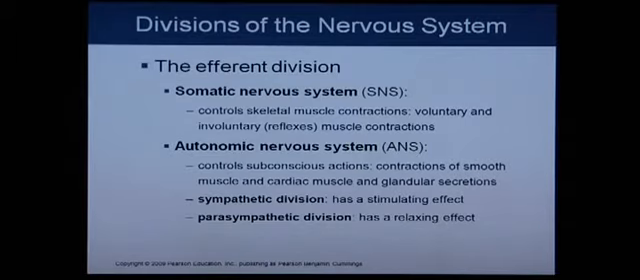So overall, autonomic is subconscious, and somatic would be our skeletal muscle contractions that are voluntary and involuntary, like our reflexes.